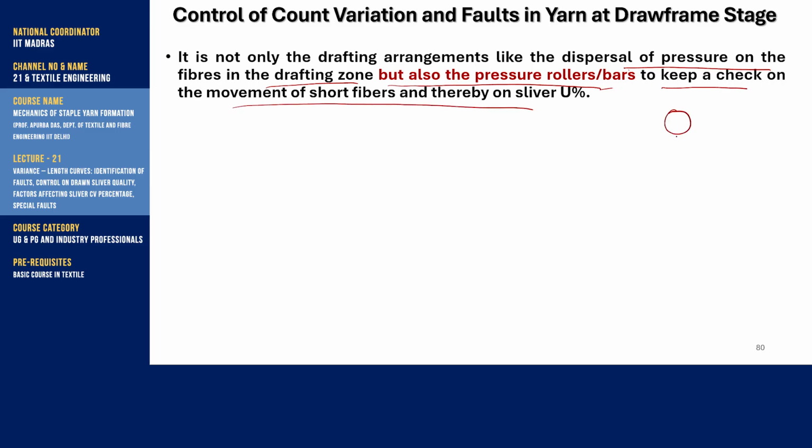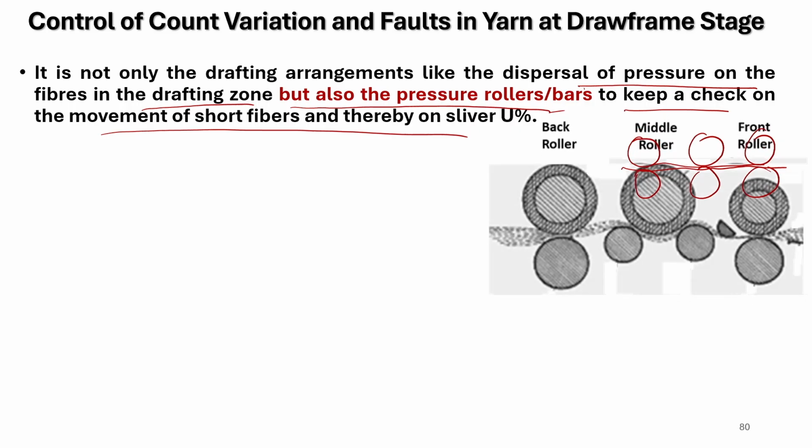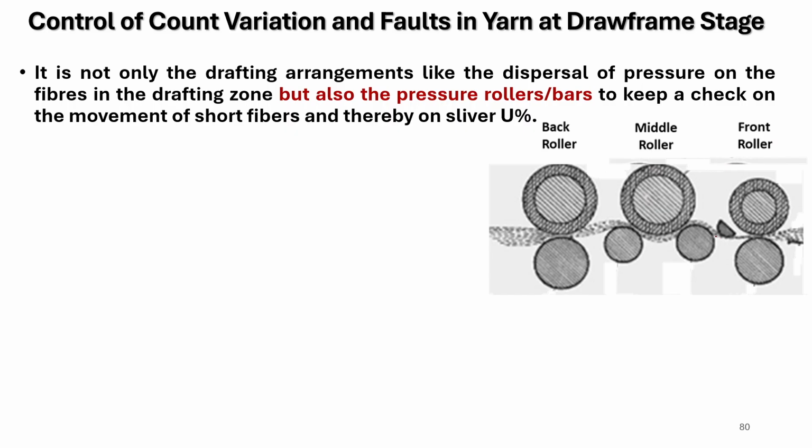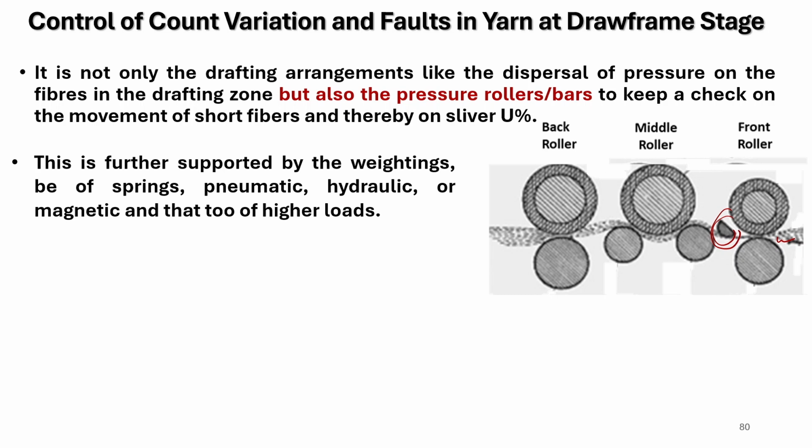So, what we have discussed till now, these are the drafting rollers that control the fiber. But in addition to this, the pressure bar or pressure rollers are there, which control the drafted fiber movement, that is the movement of the floating fibers, and thereby the sliver unevenness is checked. This is further supported by the weighting by spring or pneumatic, so we can have different types of weighting system.